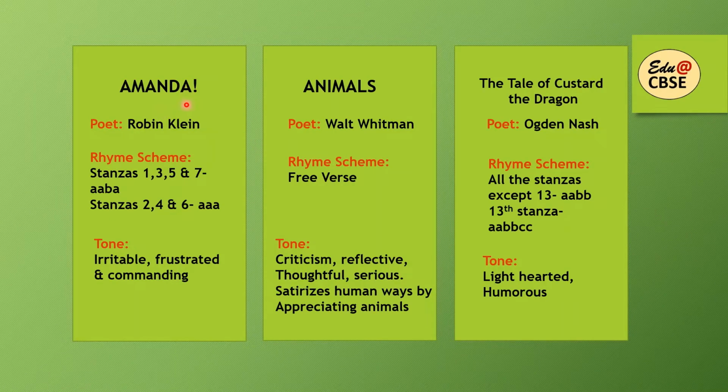In case of Amanda, the poet is Robin Klein. Animals, the poet is Walt Whitman. The Tale of Custard the Dragon, poet is Ogden Nash. So poets के नाम याद होने बहुत जरूरी है.